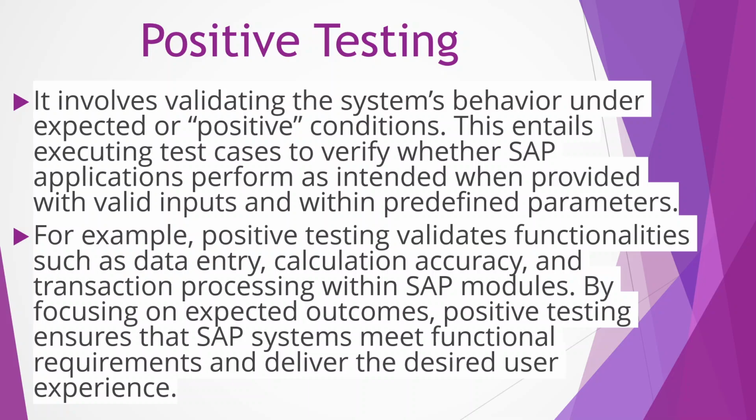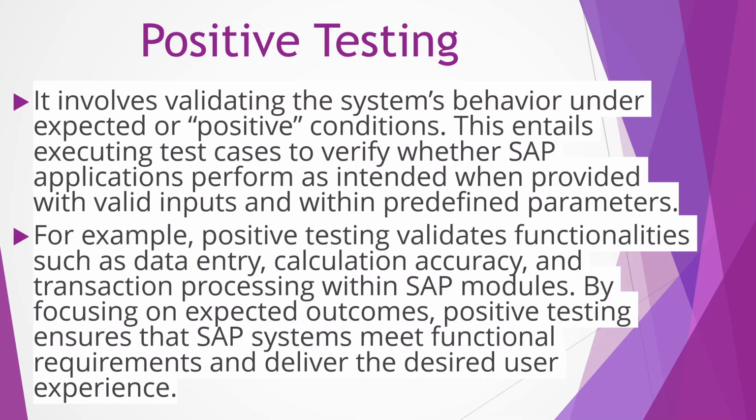Let me give you one example of positive testing. Suppose, for example, we are receiving a payment from the customer via transaction code F-28. When you run the transaction F-28, the system receives the payment from the customer because it is an incoming payment, and it clears the open item, or maybe the open invoice, of that customer and makes the adjustment in the overall customer balance including this payment accordingly.